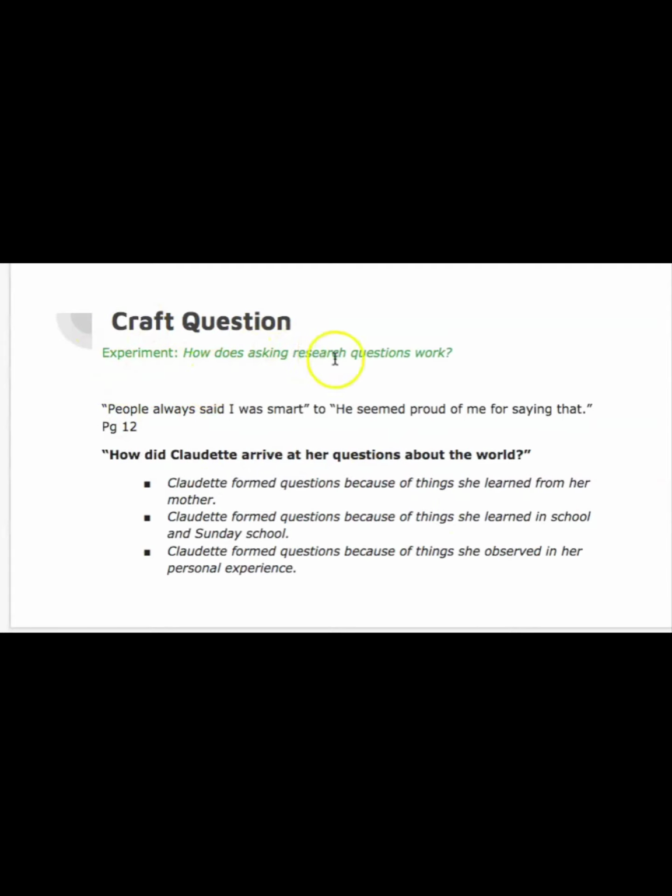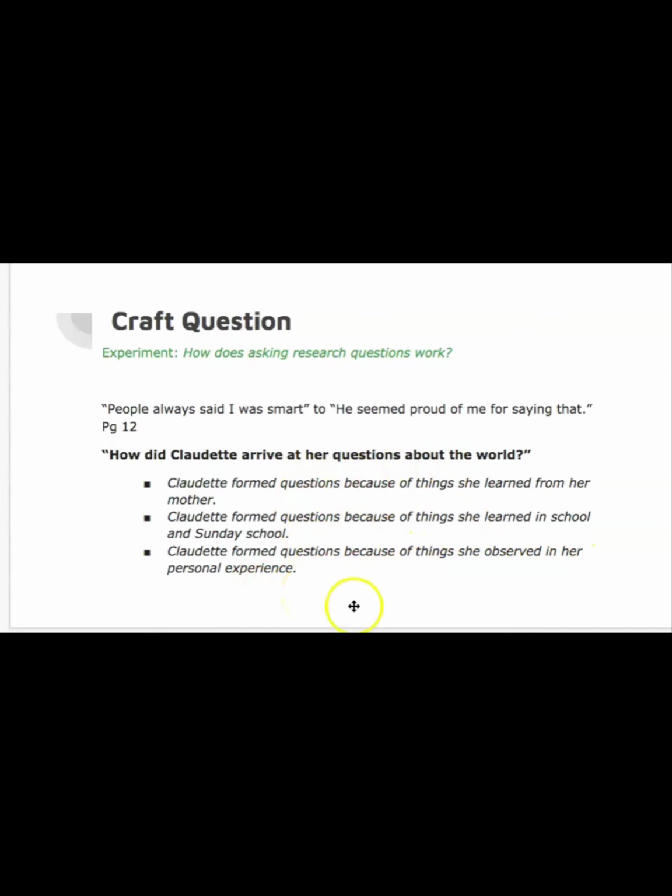How does asking research questions work? So remember, how did Claudette arrive at her question about the world? So here's some examples here. People always said I was smart too. He seemed proud of me for saying that. Claudette formed questions because of the things she learned from her mother. She formed questions because of the things she learned in school. She formed questions because of things she observed in her personal life.